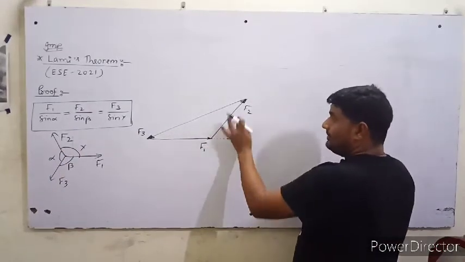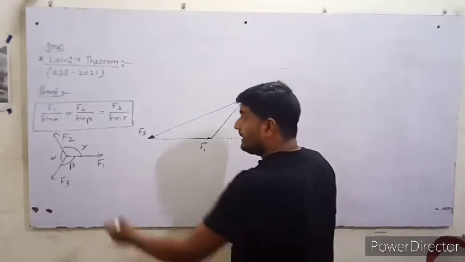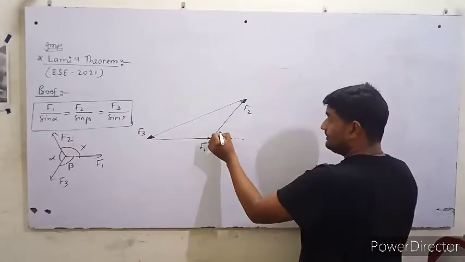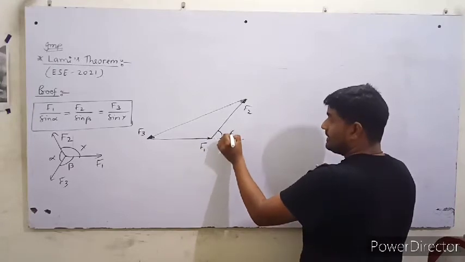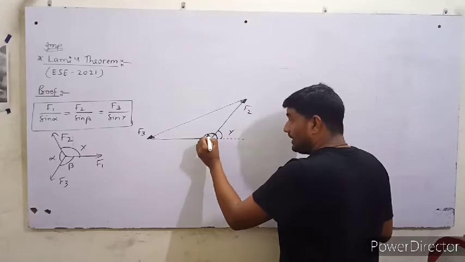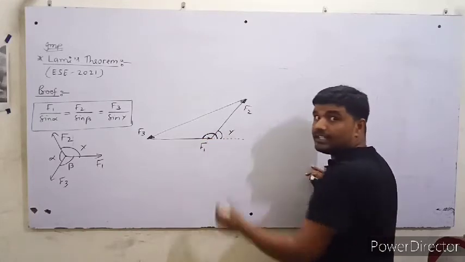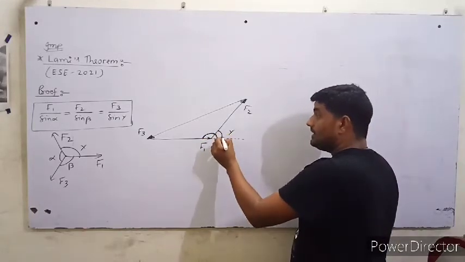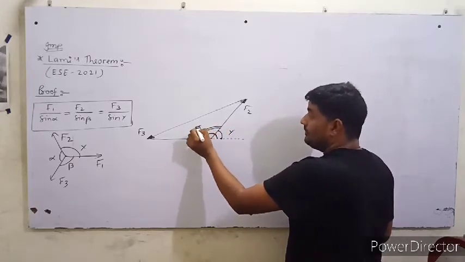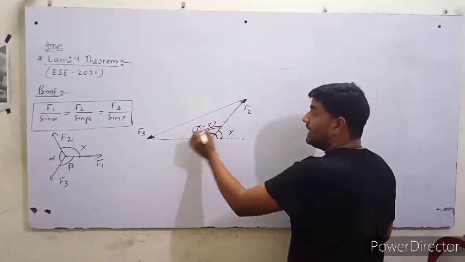What are these forces F1 and F2? What was the angle between F1 and F2? That was gamma. What is this total angle? 180 degrees. If this total angle is 180 degrees and this one is gamma, then this angle will equal 180 minus gamma, or pi minus gamma.